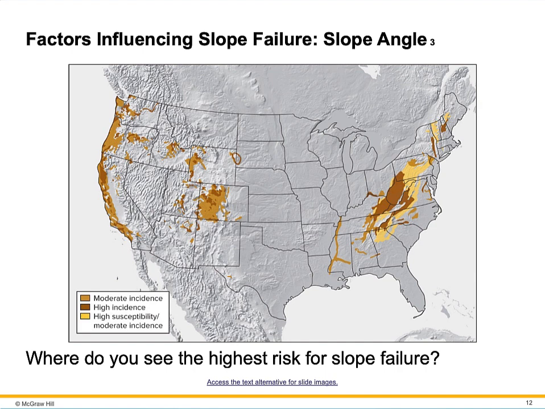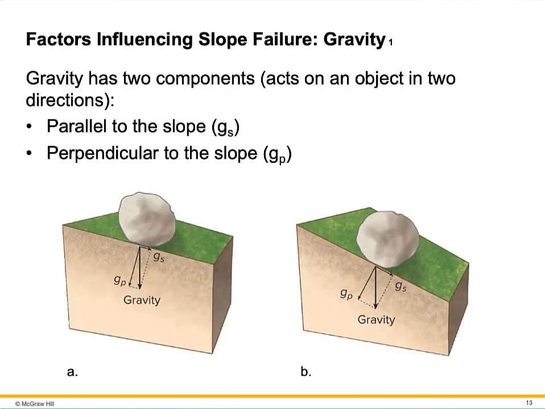Where do you see the areas of the highest risk for slope failure? And what do these areas have in common? There are two components of gravity that influence slope failure: parallel to the slope and perpendicular to the slope. The steeper the slope, the larger the component of gravity parallel to the slope, making it more likely the object will move downhill. Just makes sense.